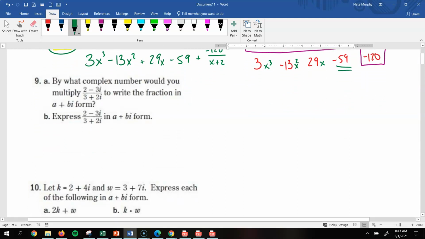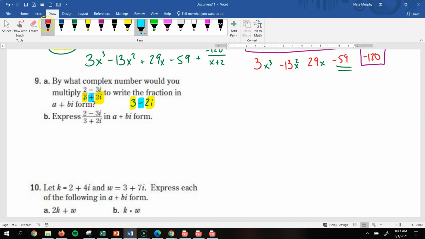All right, let's look at number 9. Number 9, it says, by what complex number would you multiply (2 minus 3i) over (3 plus 2i) to write the fraction in a plus bi form? Well, we just multiply by the conjugate. That would be the conjugate of the denominator, which would be 3 minus 2i. So remember, the first term, the 3 stays the same. Then what we do for the second term is we do the opposite of what's in between there. So that's the conjugate. So the conjugate would be 3 minus 2i.